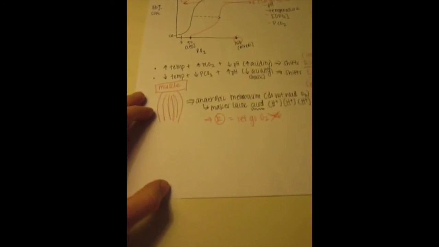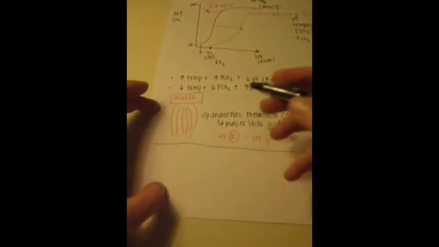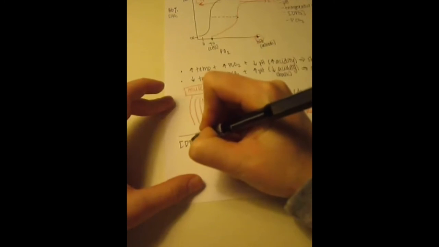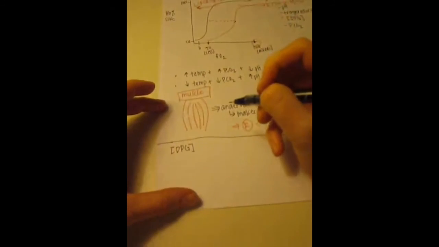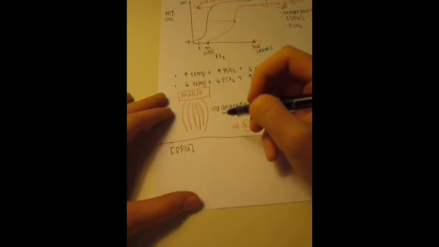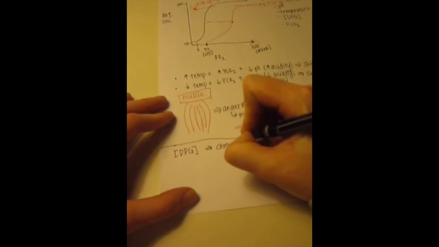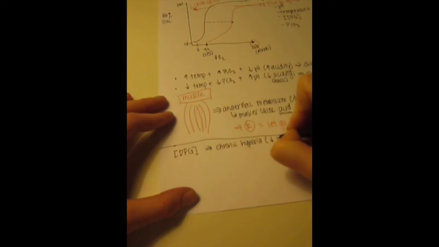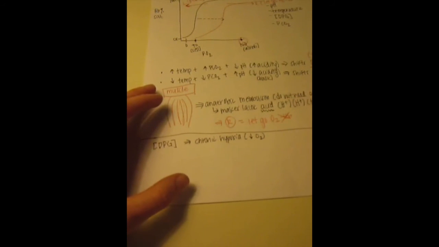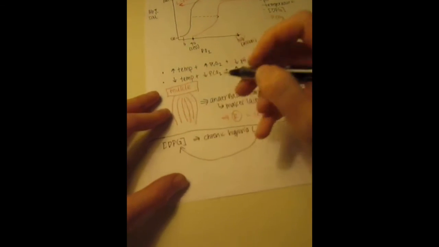Another factor that influences the shift of this graph up here is going to be your concentration of DPG. These brackets right here just mean concentration. When you have excessive or chronic hypoxia, which is just an extended period of time with low oxygen, like when you climb up into a high altitude or something like that, this chronic hypoxia causes you to make a bunch of DPG.